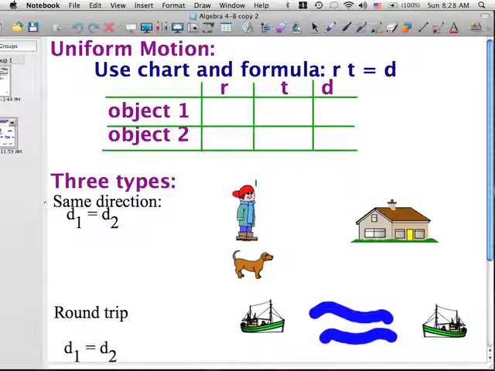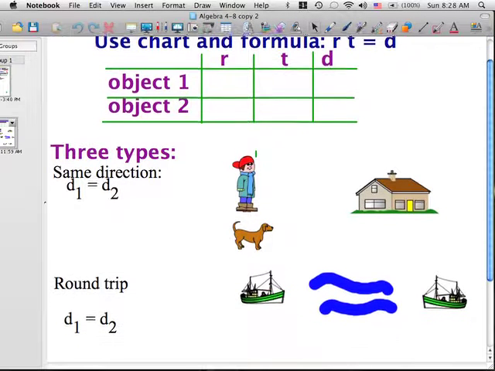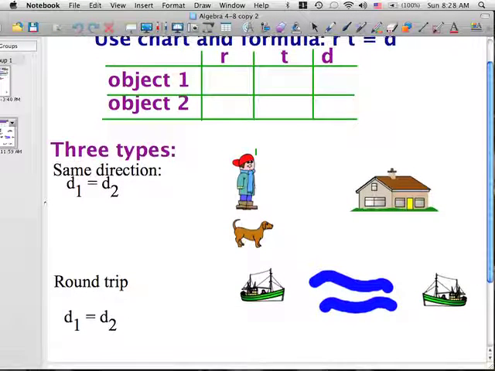And the equations are one of three types. Either the uniform motion, the objects are going in the same direction, like this little boy walking to school in the morning, and then his little dog walks to school in the afternoon to meet the little boy when he gets out of school. They both travel the same distance, so we set distance 1 equals distance 2.